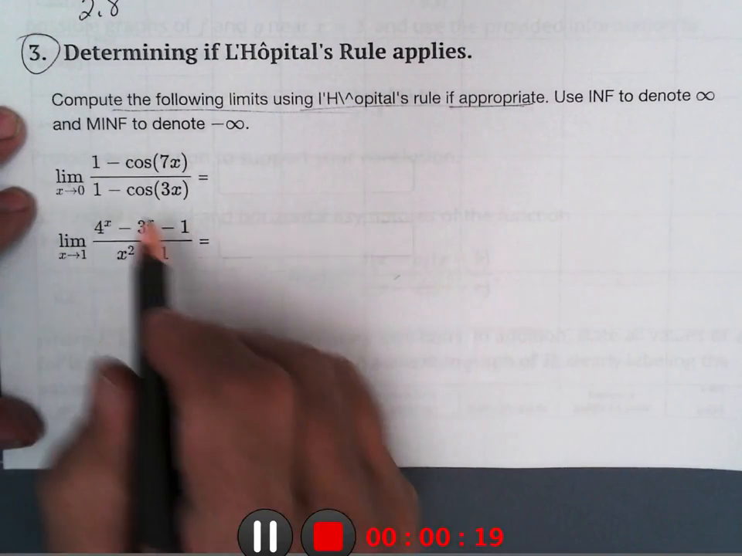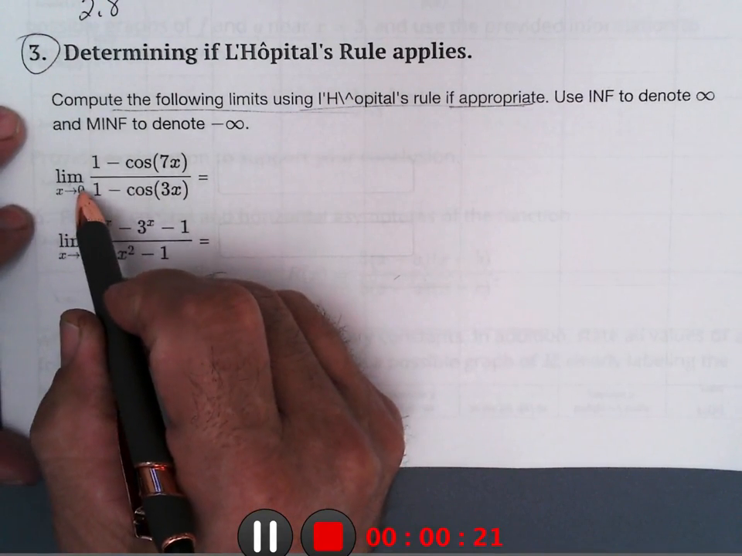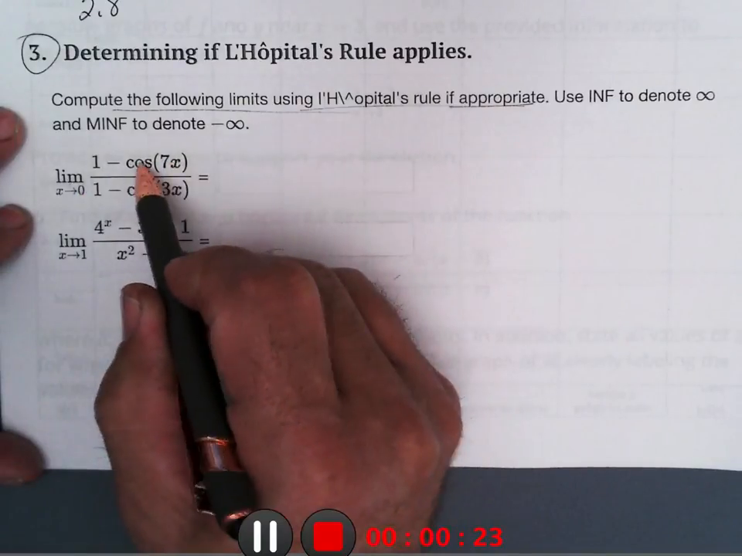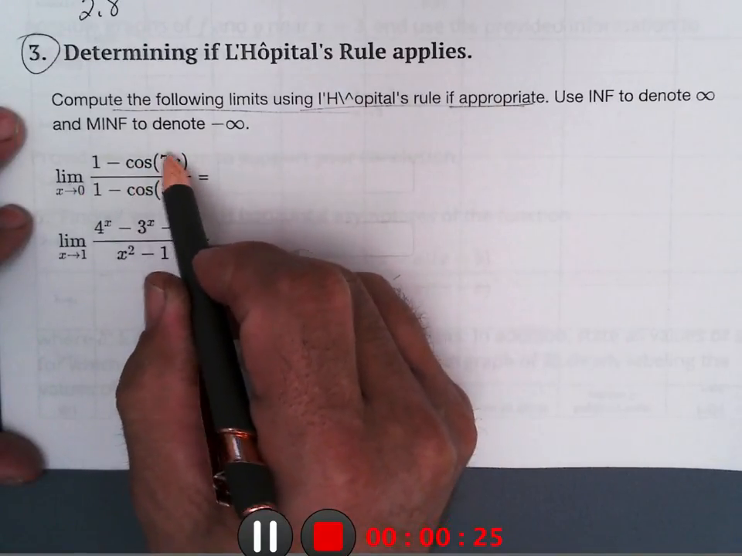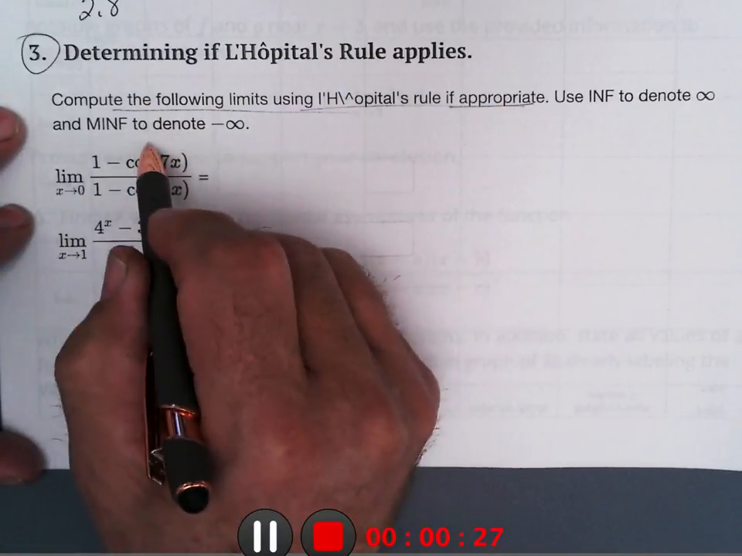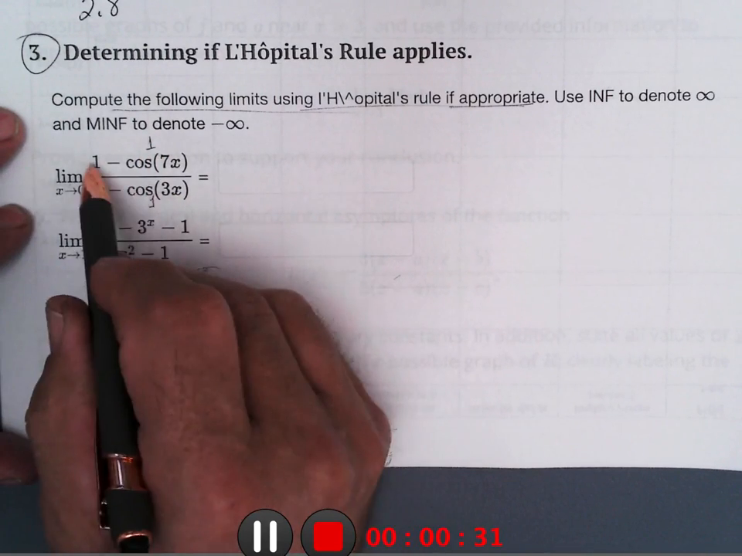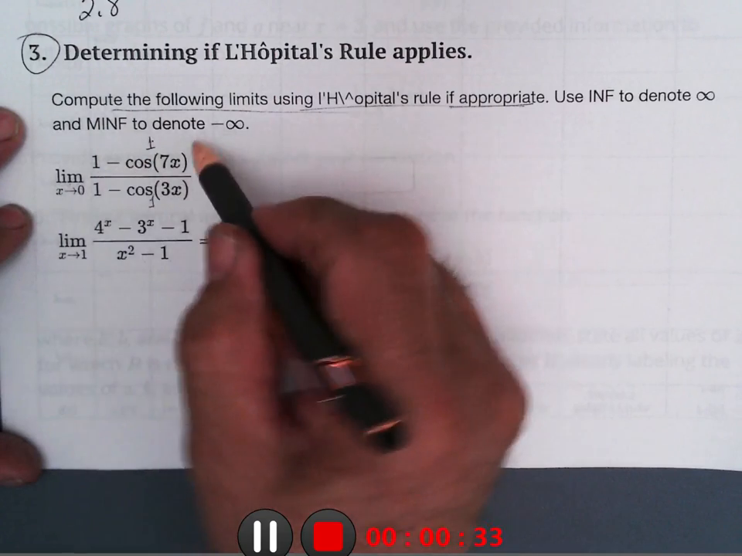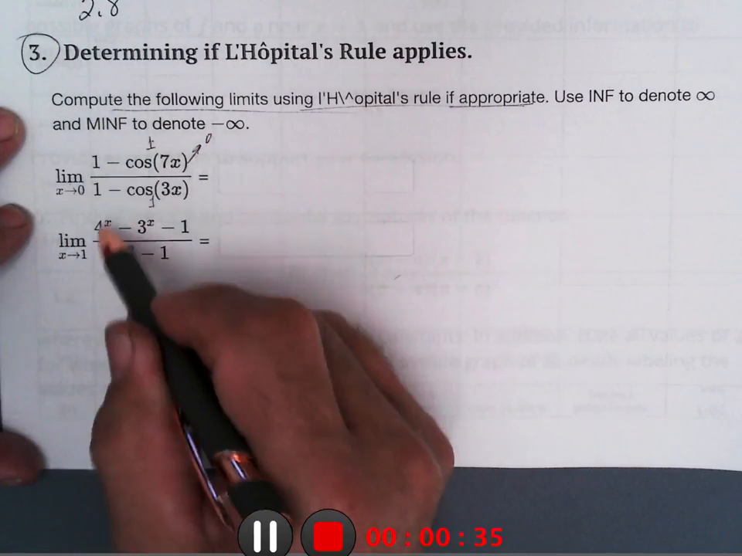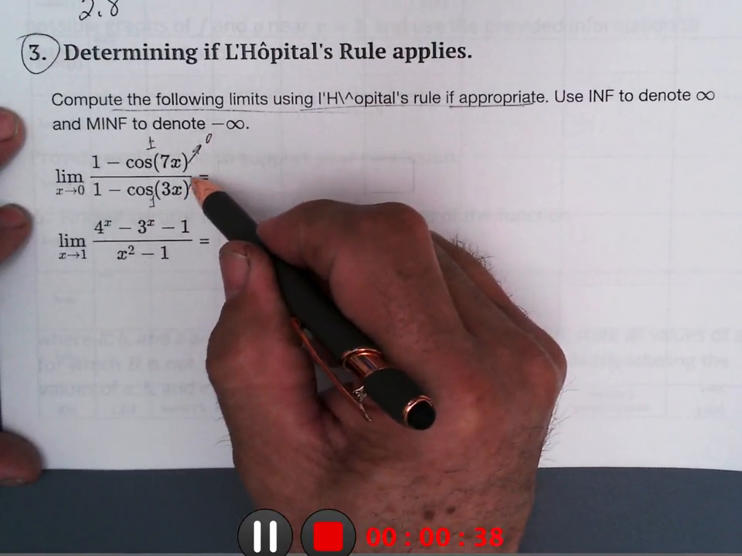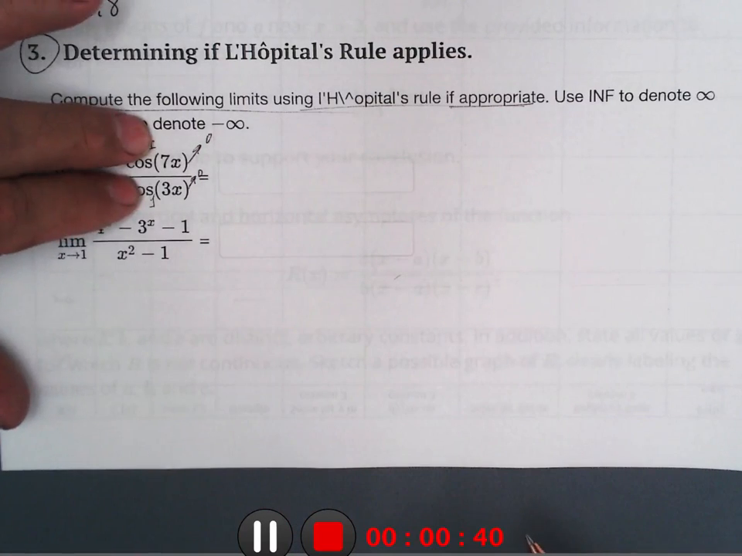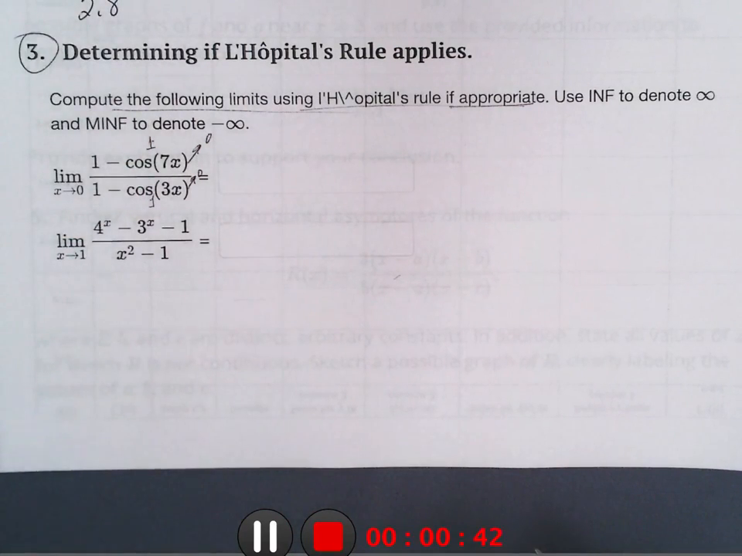So first we've got to see if we can. If we put in 0, cosine of 7 times 0 is cosine of 0, which is 1. And this would be cosine of 0, also 1. And we get 1 minus 1, which is 0. The numerator is headed to 0. The denominator is also headed to 0. And if they both go to 0, or both go to infinity, then L'Hopital's rule works.